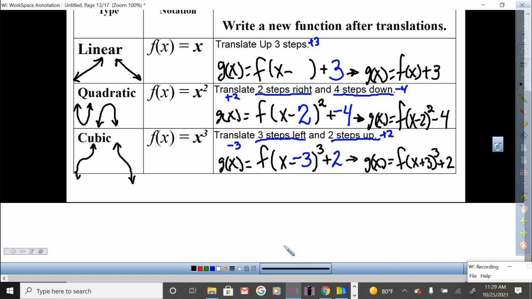All right. Check this out. You have space underneath, yes? At the summary section, yes? Okay. So let's extend, and let's write f of x equals x squared. And I want you to write me a function after translating that quadratic 9 steps right, 1 step down. Let's see, write that, please.